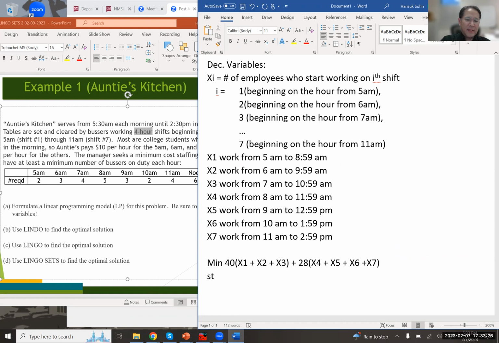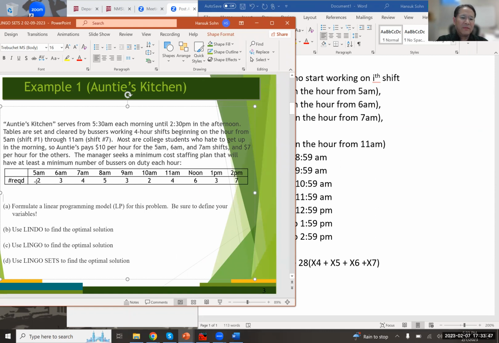Subject to what? We need to consider the constraint set, right? So you have to ensure enough number of employees working each hour, right? So we have 1, 2, 3, 4, 5, 6, 7, 8, 9, 10. We have 10 blocks of time, right? So for each hour, we have to make sure we do have enough number of employees working, okay? So that's what we need to do.